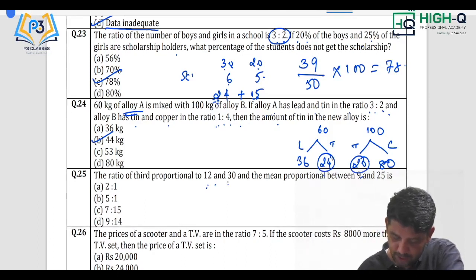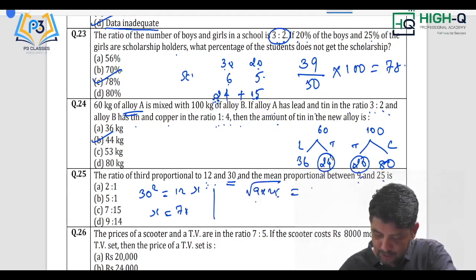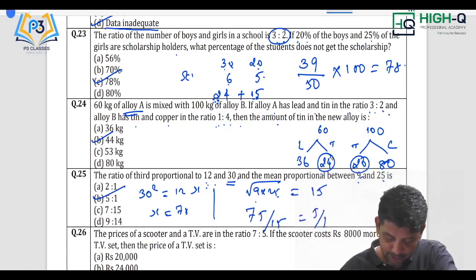Next, the ratio of the third proportional to 12 and 30 and the mean proportional between 9 and 25 is, okay. Third proportional to 12 and 30 we'll find out. 30 square is equal to 12x. Am I right, my dear? So x is equal to 900 by 12, which is nothing but 75. Mean proportion between 9 and 25. What is it? Root of 9 into 25, which is 3 into 5, 15. So the ratio is 75 by 15, 5 by 1. So the ratio is 5:1.